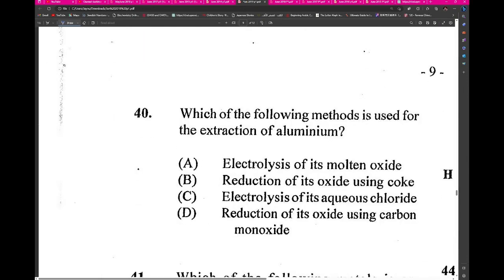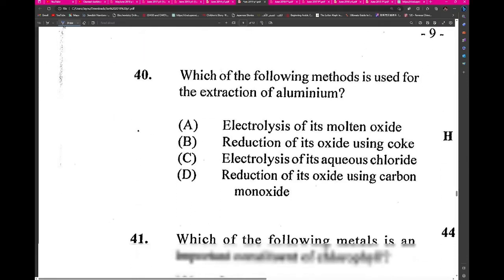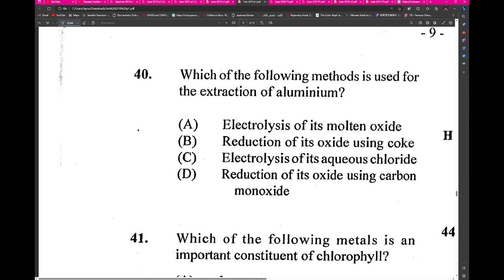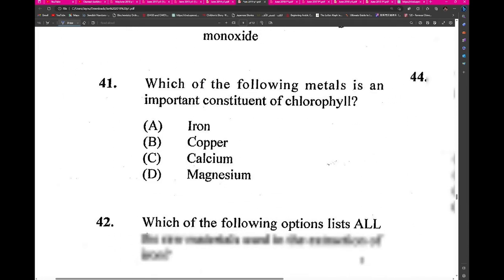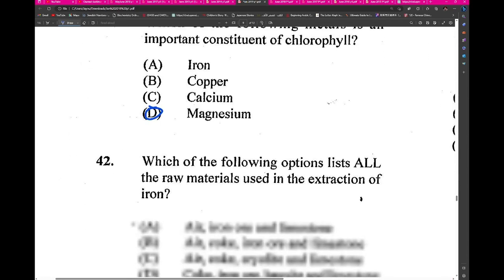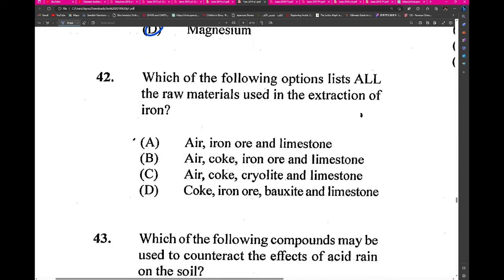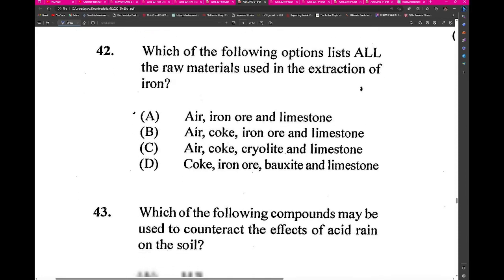Which of the following methods is used for extraction of aluminium? We're going to look at the reduction, electrolysis of its molten oxide. Which of the following metals is an important constituent of chlorophyll? Magnesium.